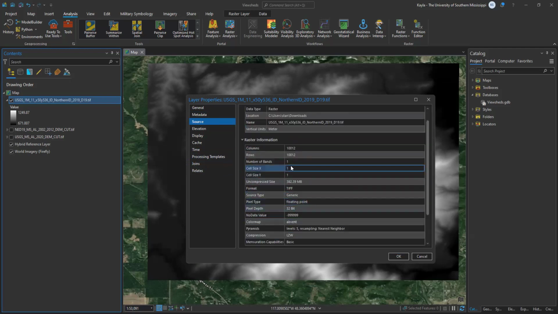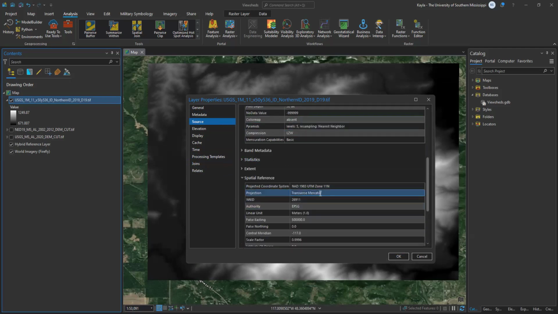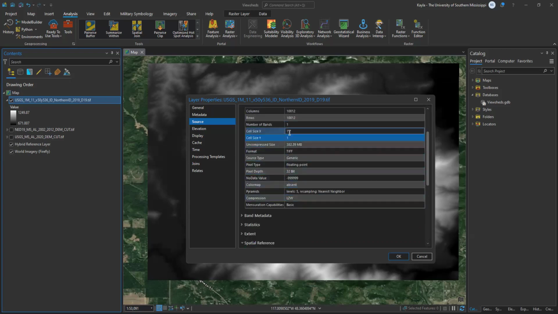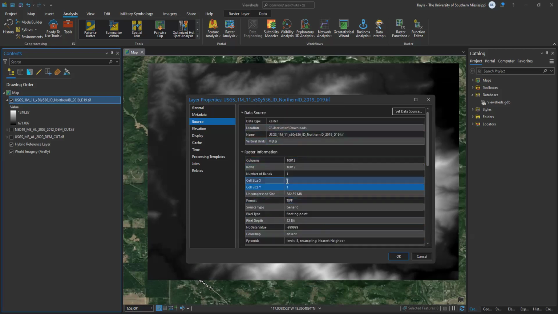What you can see is that I've got 1 and 1. So this is a 1 meter by 1 meter data set. If I head into the spatial reference, you can also see that this is in meters, because it has a projected coordinate system attached to it, in addition to the NAD 1983 geographic coordinate system. So this is telling me that this is in meters. If I do not have a projected coordinate system, then this will still be in decimal degrees, and so it will likely look a little bit different.